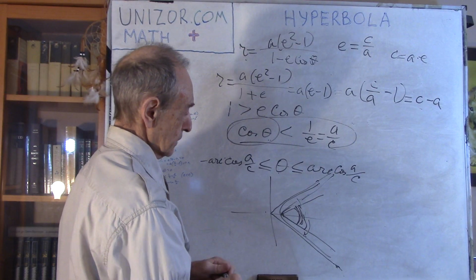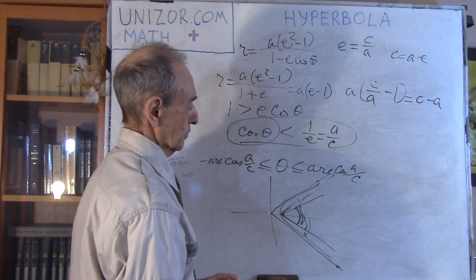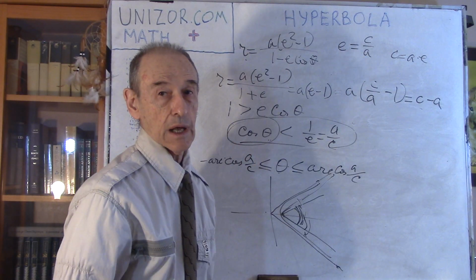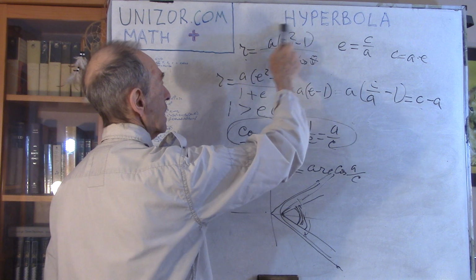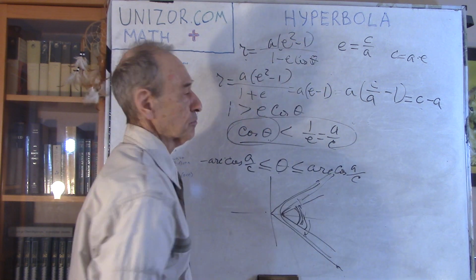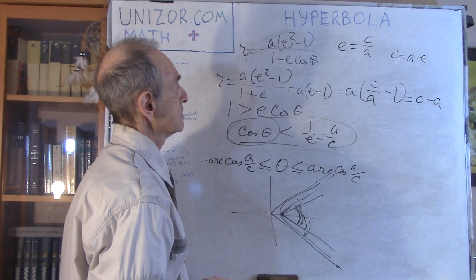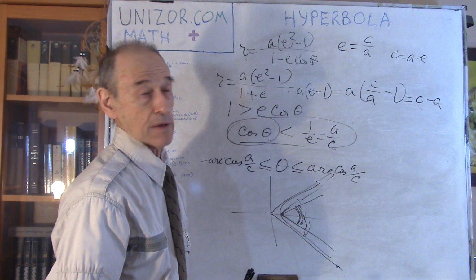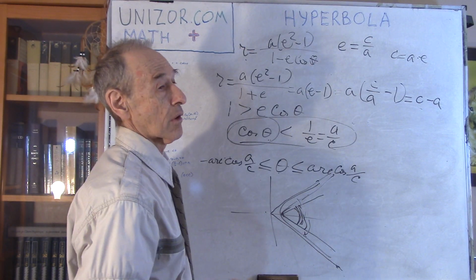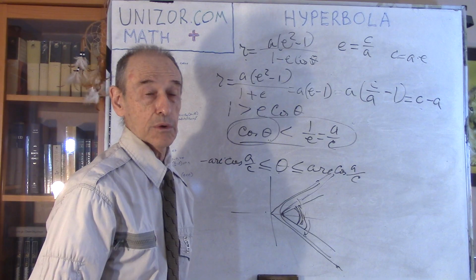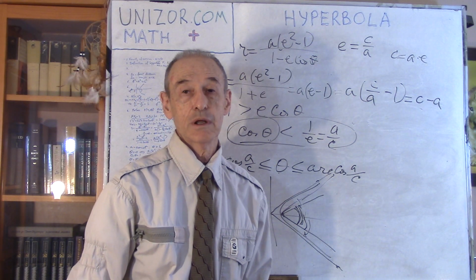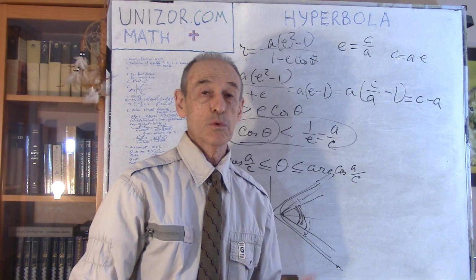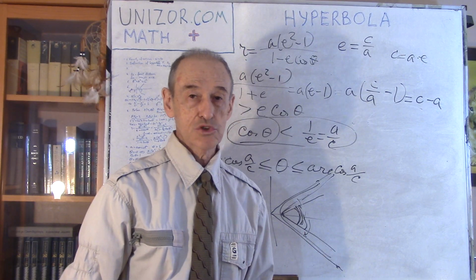So this is kind of an analysis of the shape, how this particular thing looks. But what's interesting is that the equation in polar coordinates is almost the same as the equation for an ellipse in polar coordinates. And that would be very interesting and important when in the physics course we talk about gravitation.